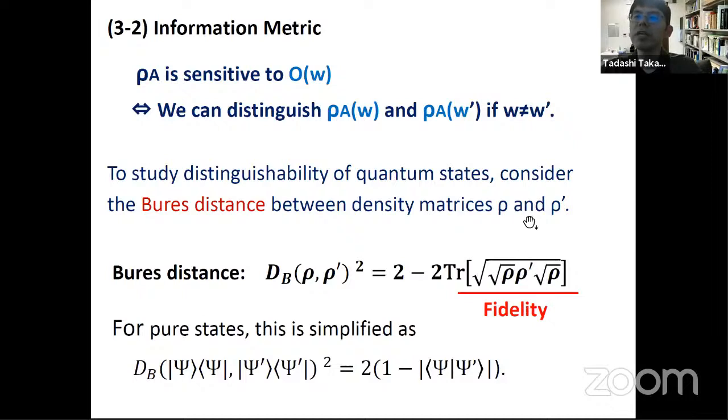This is like an inner product, and so this distance goes to 0 if rho and rho prime are the same. For the whole pure state, it's simply an inner product indeed. But the good thing is that we can apply this to mixed states. If rho and rho prime are reduced density matrices, we can extract distinguishability by looking at this Bures distance.